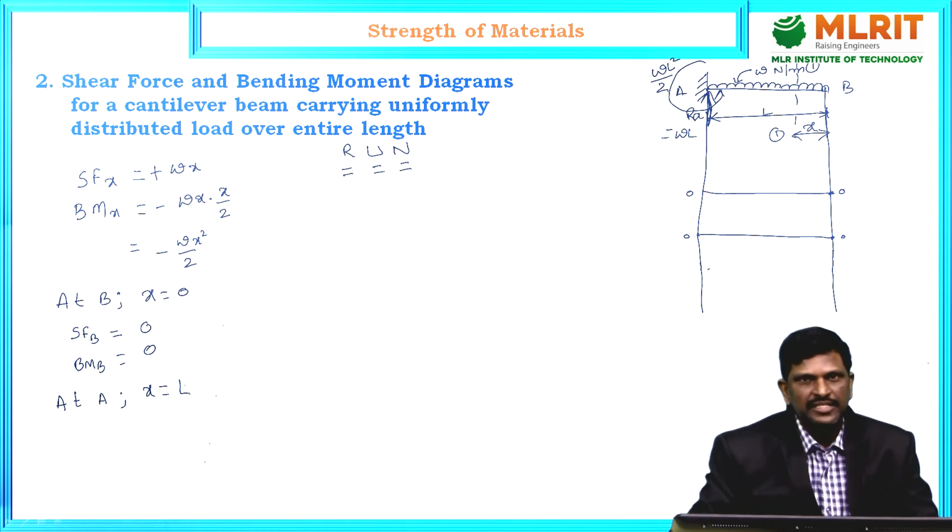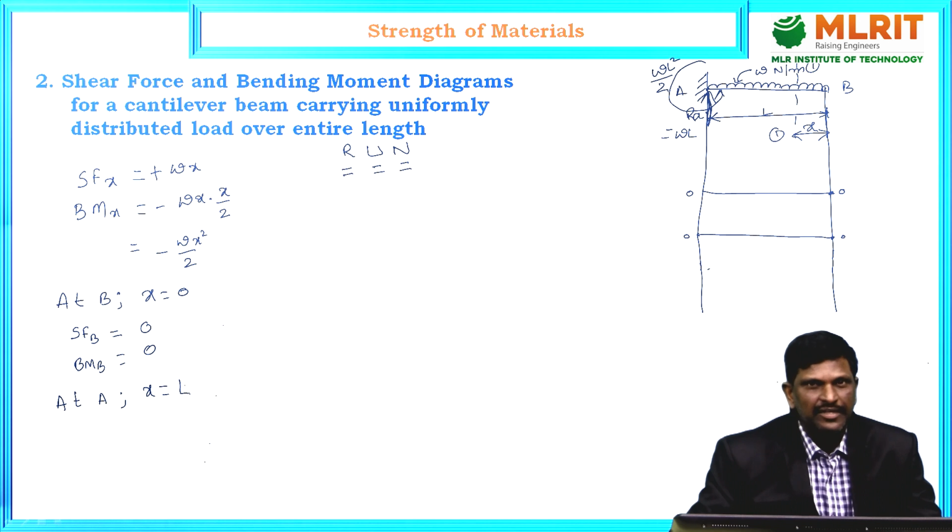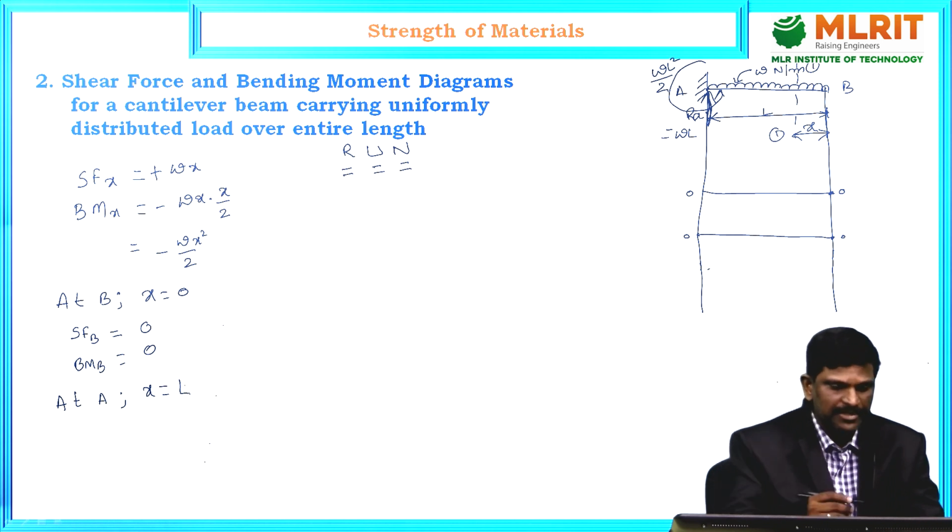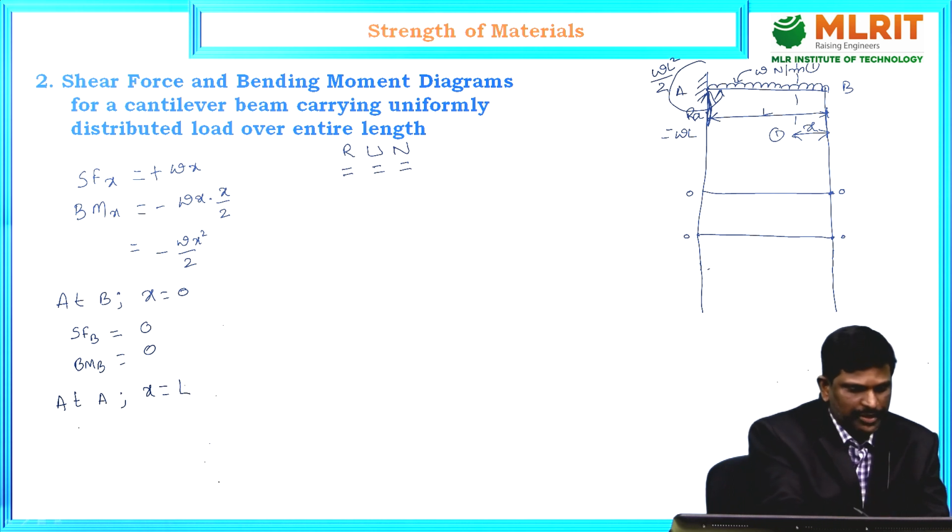x is the distance of the section considered from the free end. Now, I am considering the section at the fixed end. So, at A, x is equal to L, the distance from free end to fixed end. Substitute x equal to L in the shear force and bending moment equations. The shear force at A is equal to plus WL, and bending moment at A is equal to minus WL square by 2.